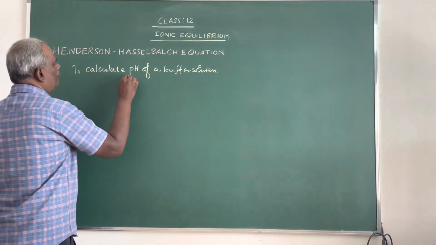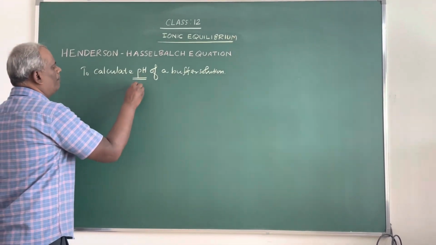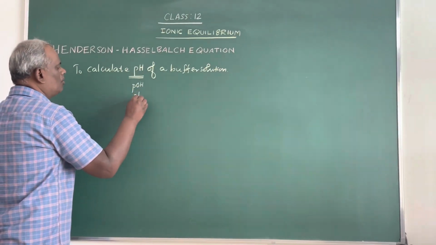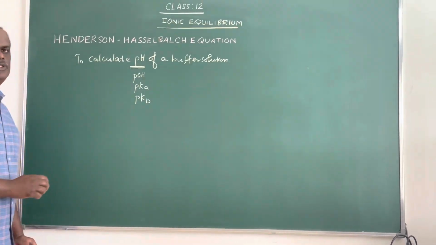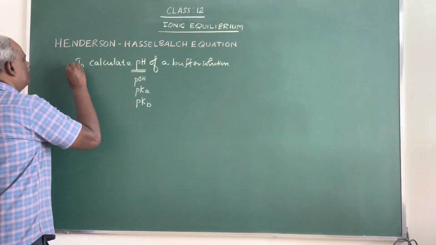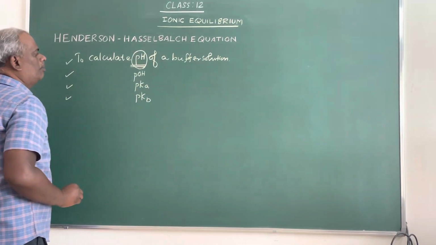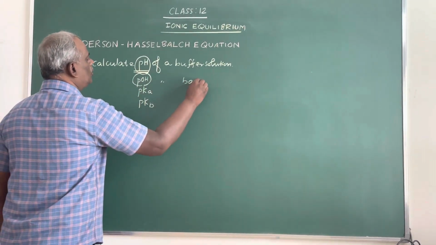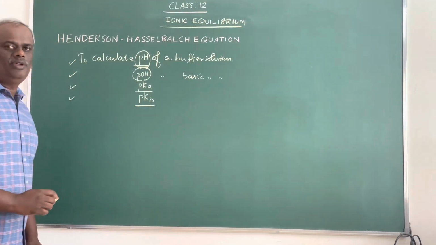For an acidic buffer, we can calculate the pH. And likewise, for a basic buffer, we can calculate pOH. And even pKa can be calculated, and in addition to that, pKb can be calculated by using this Henderson Hasselbalch equation. So these are all the objectives of deriving this particular equation: to calculate the pH of an acidic buffer solution, the pOH of a basic buffer solution, the pKa value, and the pKb value.